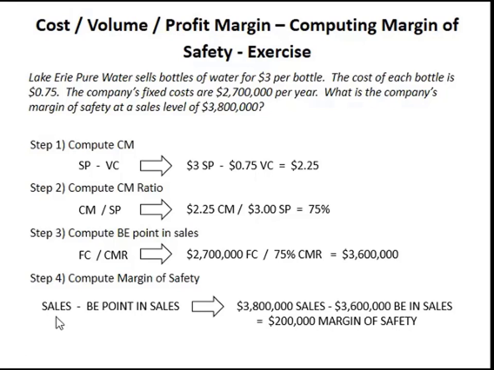Now we want to compute the margin of safety. So it's basically our projected sales, and we subtract out our break-even point. In this case, what is the company's margin of safety at a sales level of $3,800,000? So we're using that as our measure. We take $3,800,000 in sales less the $3,600,000 break-even point in sales, which we got from step number 3, and that gives us a margin of safety of $200,000, and that would be the answer to this particular exercise.